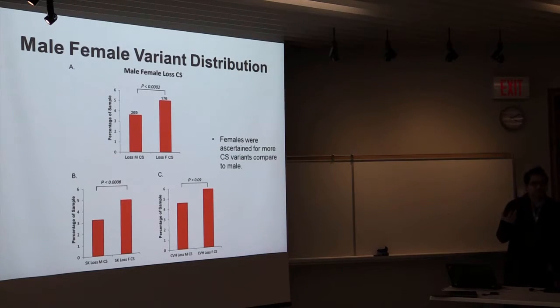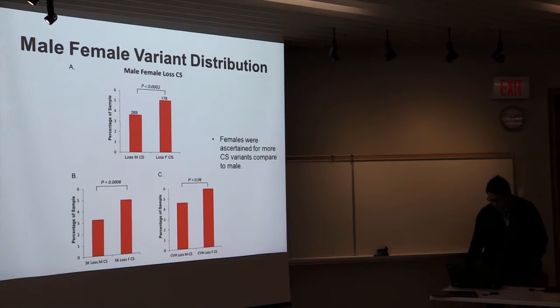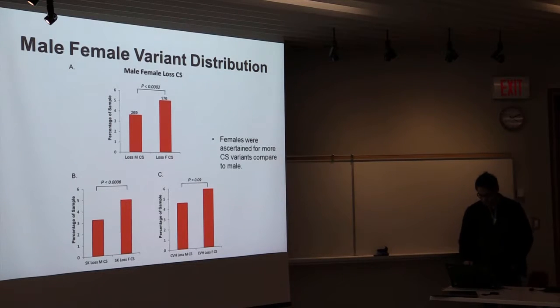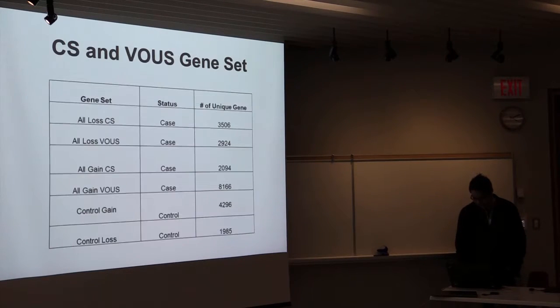Initially, we just wanted to see if the clinically significant variants have any male to female bias. So we found that females are ascertained for more clinically significant variants compared to males, because females require more pathogenic variants to manifest their phenotype compared to males. But that's a completely different discussion. So this is what we found. We see this in the combined data, which is the top diagram. Also, we see the trend in individual analysis in the two hospitals.